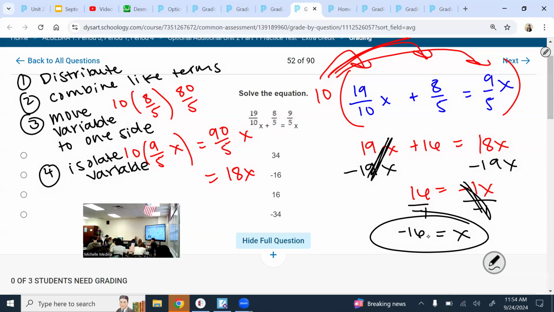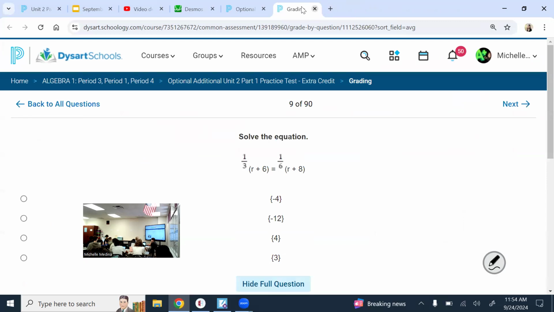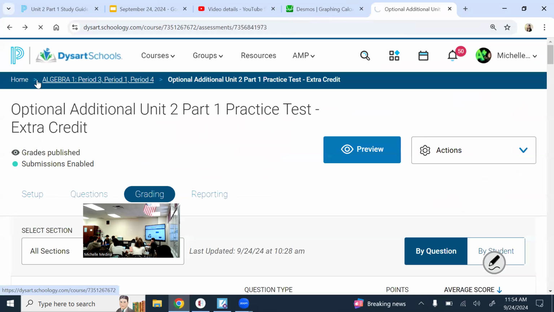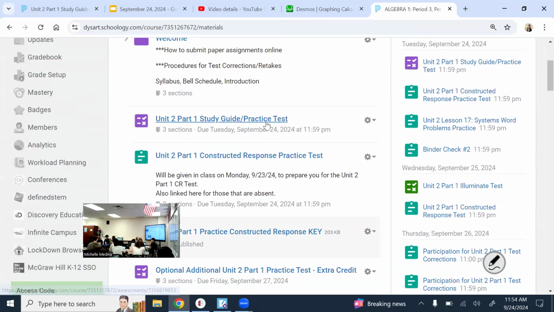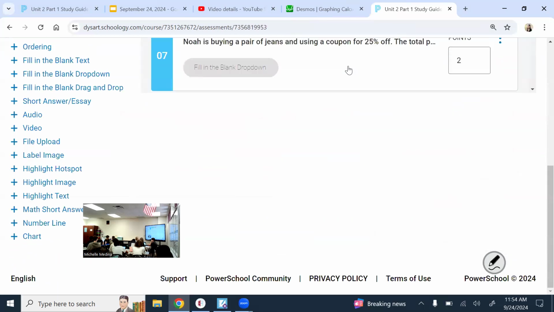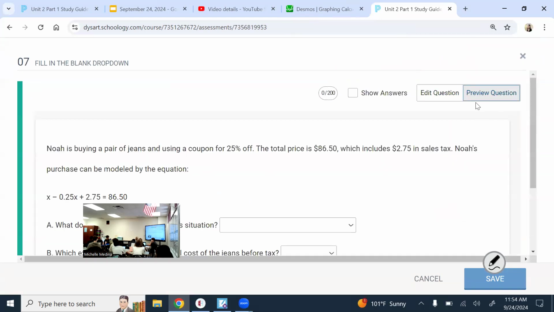7 on the study guide. Okay, hold on, sorry. The one that starts with Noah? You said yeah? Okay, what does it start with? Okay, so that's number 10. I guess. No, it's okay.